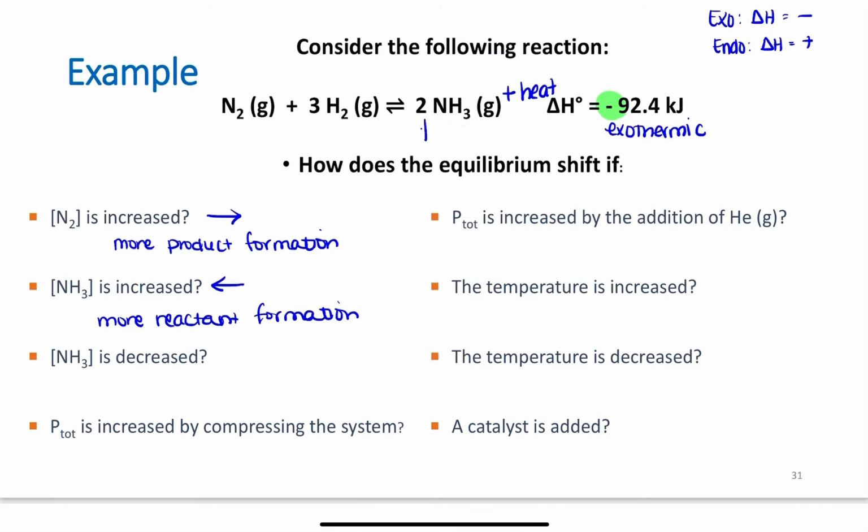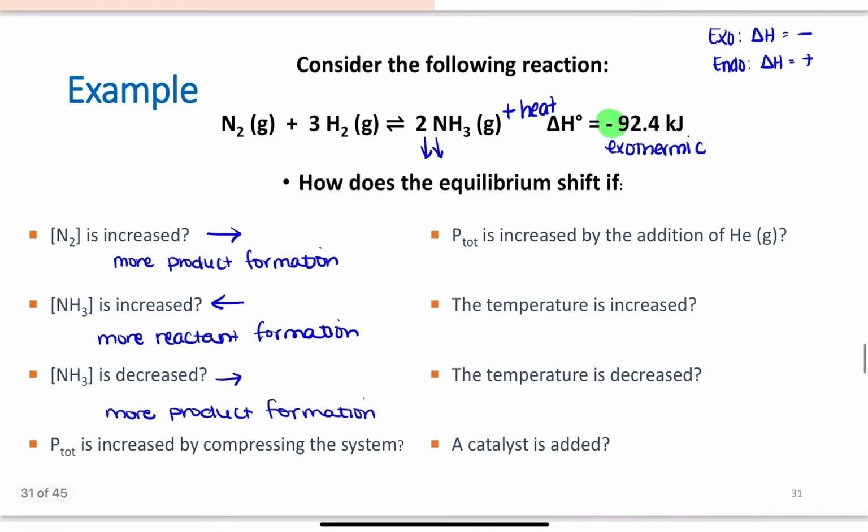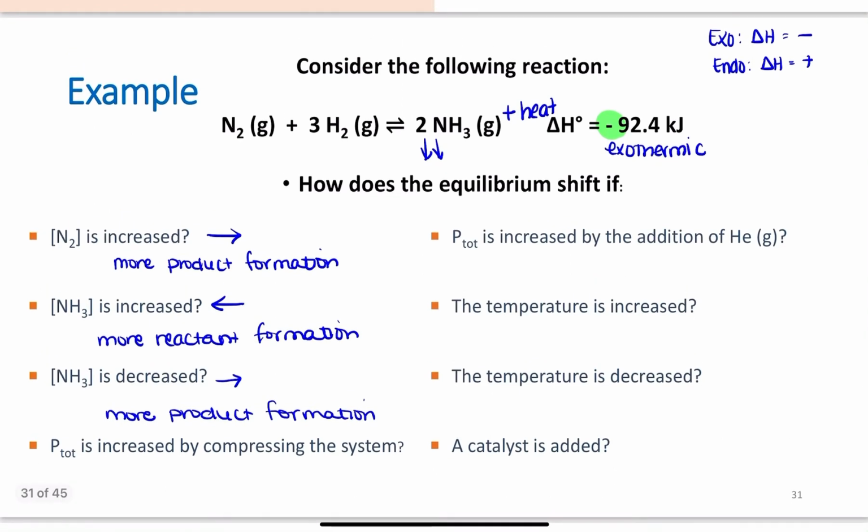What if I decrease the concentration of NH3? It's going to shift the reaction to the right and form more product. What if the total pressure is increased by compressing the system? Well, I have 4 moles here and 2 moles here. If I compress it, it's going to go to the side that has fewer gas molecules. So it's going to shift to product.